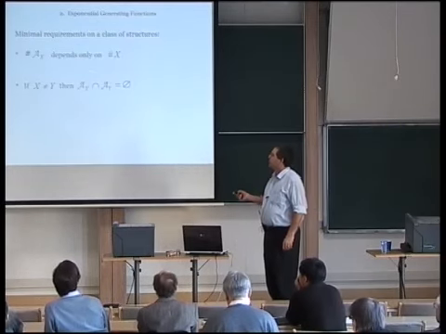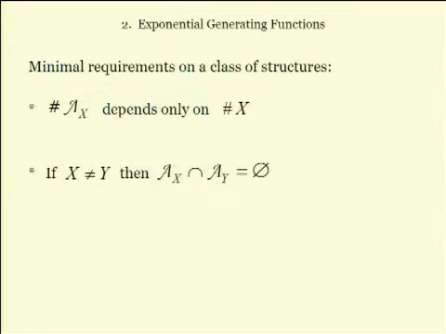So the minimal requirements are that the number of A-type structures on a set X depends only on the size of X, and that if you have two different vertex sets, then the sets of structures on those sets are disjoint. What this second requirement is saying is that from a given A-type structure, you can recover the set of vertices on which it lives. And it doesn't matter which set of size n it lives on, there will always be the same number of these things.